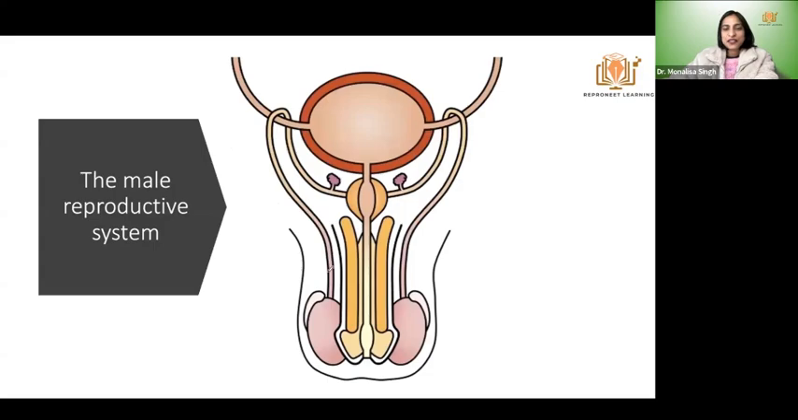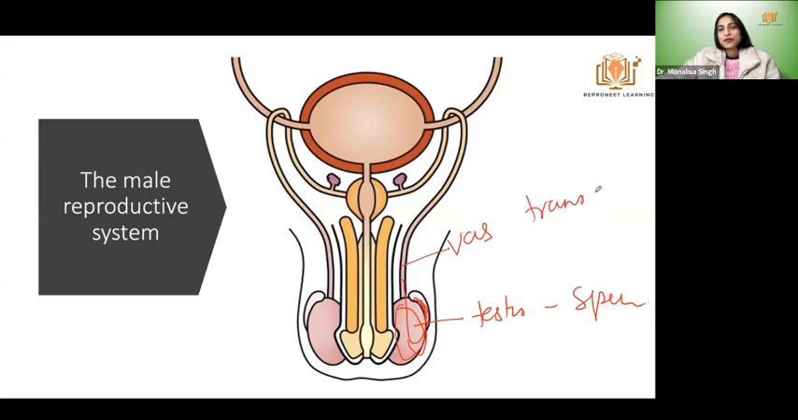The male reproductive system. Do you know that this is the testis? And this is the place where spermatogenesis happens. Then we'll see a little bit about the histology of testis. From the testis, the spermatozoa travel to the epididymis where they undergo maturation. And from the epididymis, they go to the vas deferens. So this is the vas deferens, and its function is to transport spermatozoa.